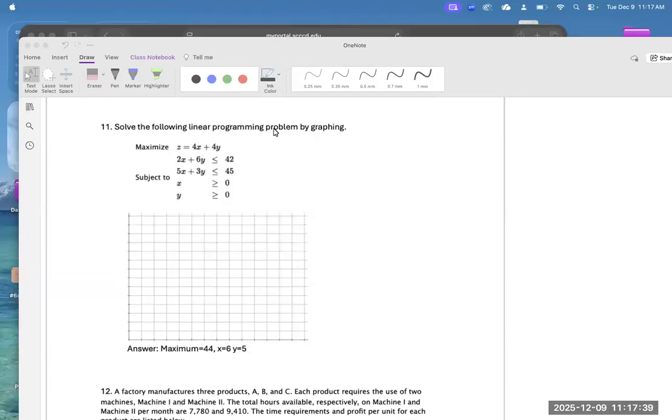Solve the linear programming problem by graphing. So we have a maximization equation. Let me show you what it is. I'm using my little pointer here. You have a maximization equation, and then you have equations from which it's subject to.